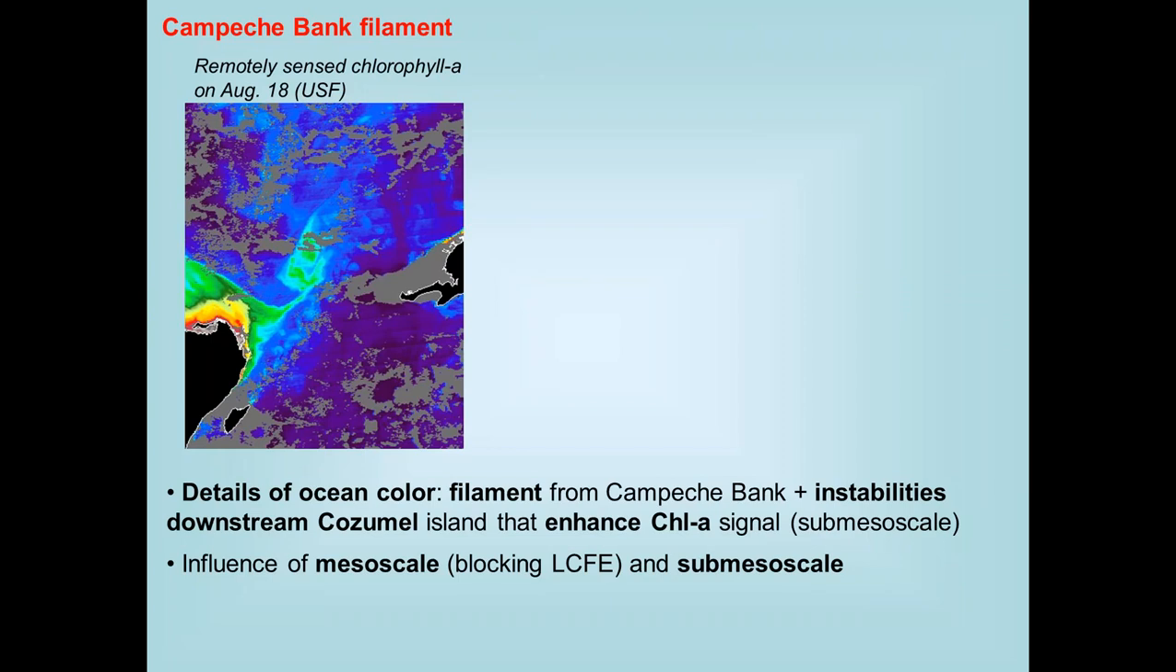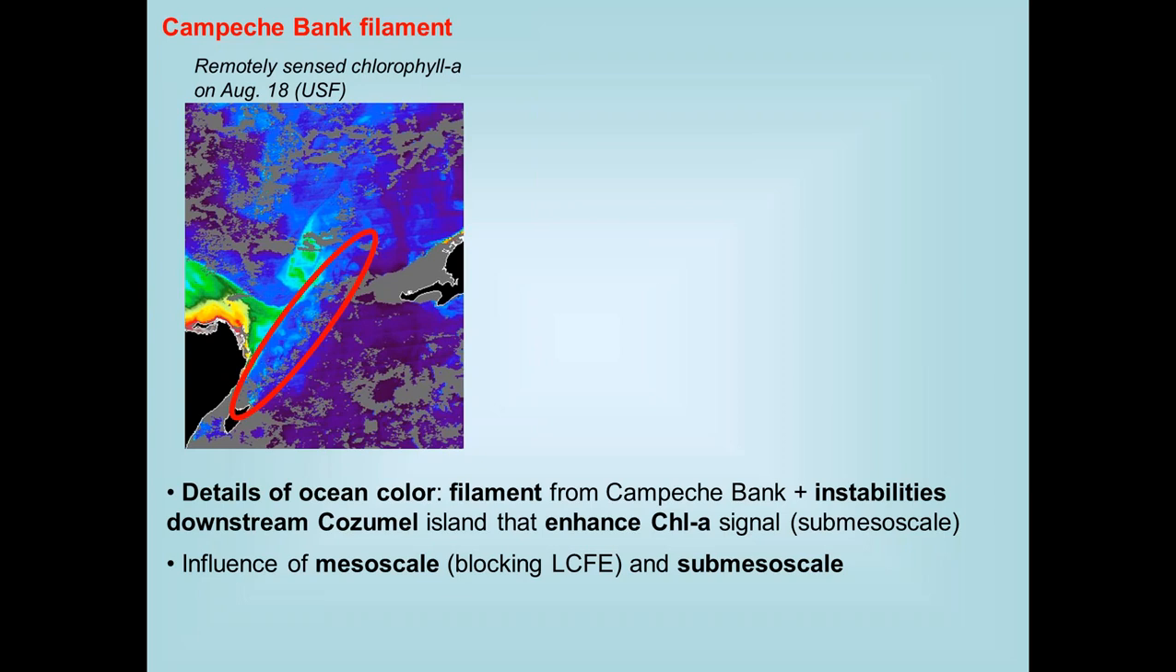And also, if we look in more detail at ocean color imagery, this is the actual images that I use. I don't have to add the bathymetry or the altimetry data, so I'm using the original data here, and we see that the filament is, in one part, directly dragged away from the Campeche bank, but the signature in high chlorophyll is also associated with some mesoscale instabilities and mesoscale features that are formed in the wake of Cozumel Island when the loop current, the Yucatan current, is flowing in. We see this trail downstream of the island that is associated with high chlorophyll content.